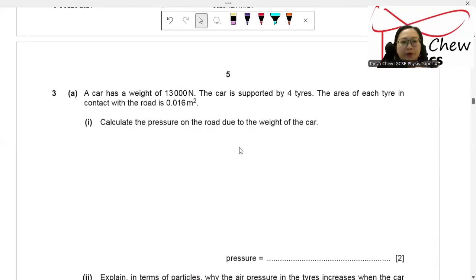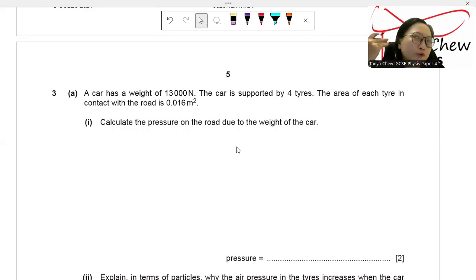Now, question number 3A. A car has a weight of 13,000 Newton. The car is supported by 4 tires. Remember, a car needs 4 tires. This is not a bicycle. They didn't give you the total area of 4 tires. They give you the area of 1 tire, which is in contact with the road, is 0.016 meters square. Calculate the pressure on the road due to the weight of the car.